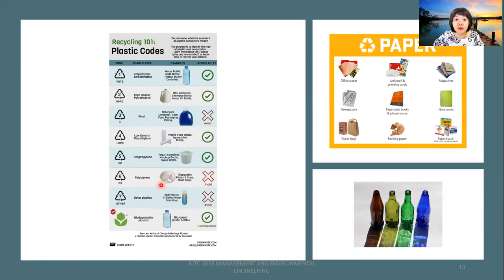So next time when you would like to buy something, please check the labels. What is the category, right? And then also paper, we will separate it: magazines, notebooks, paper books, phone books, newspapers, packaging, and then also the glasses. There are different colors of glasses, and you have to categorize them into different ones.